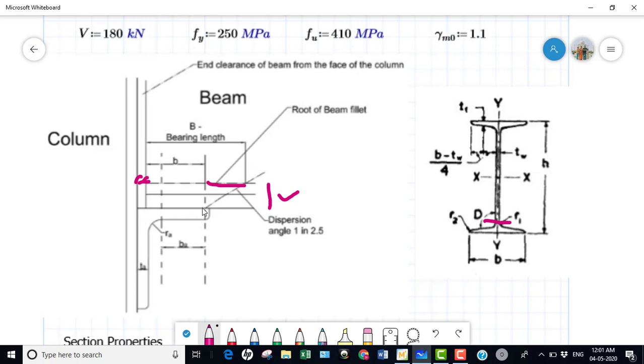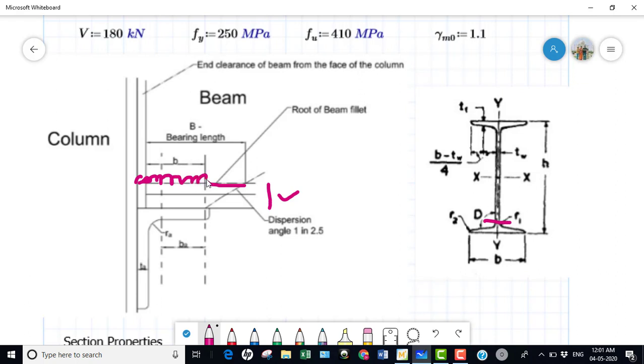After knowing the dimension, I should calculate the thickness required to keep the beam in its position, because this outstand acts as a cantilever. So under the application of the load, the shear force is expected to transfer as a UDL over this length.